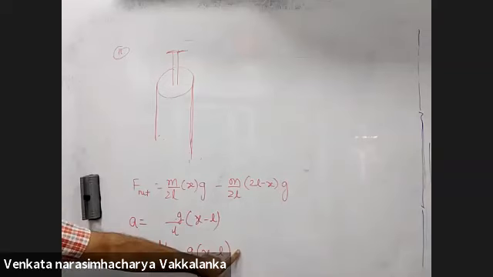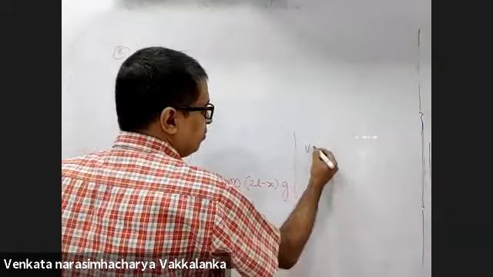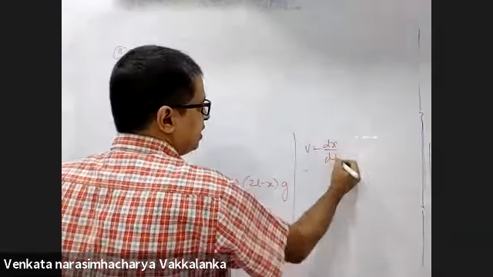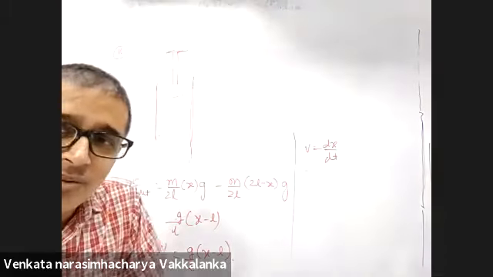Keep v. Take this to the right. Get an expression for v. V I will write as dx by dt. Take dt to the right and integrate. This integration you will probably get, right? Do you know this integration? Which one? Root of one over x square minus a square, dx, right? a square minus c square.